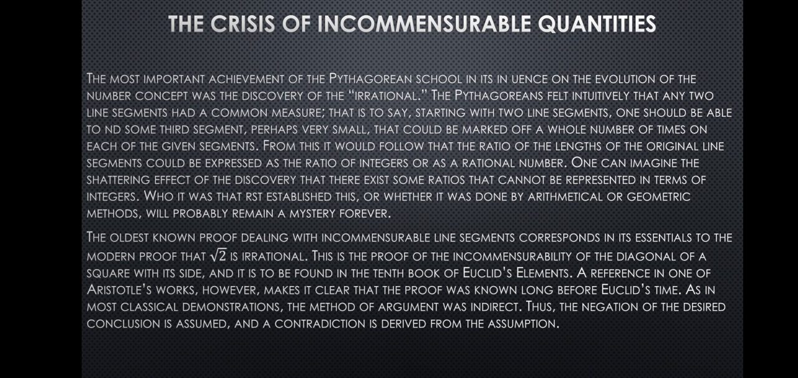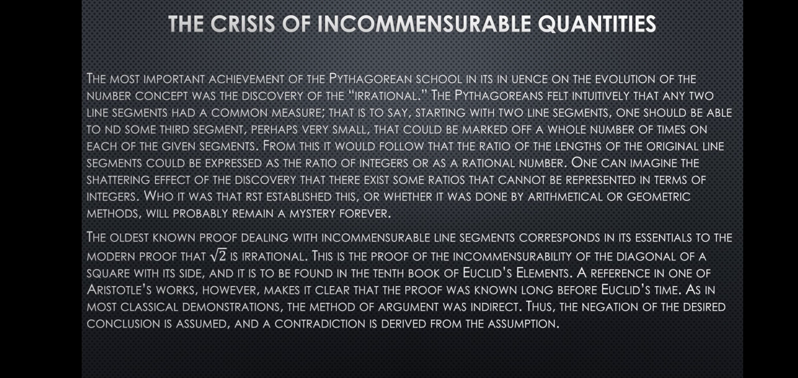3. The crisis of incommensurable quantities. The most important achievement of the Pythagorean school in its influence on the evolution of the number concept was the discovery of the irrational. The Pythagoreans felt intuitively that any two line segments had a common measure. That is to say, starting with two line segments, one should be able to find some third segment, perhaps very small, that could be marked off a whole number of times on each of the given segments.